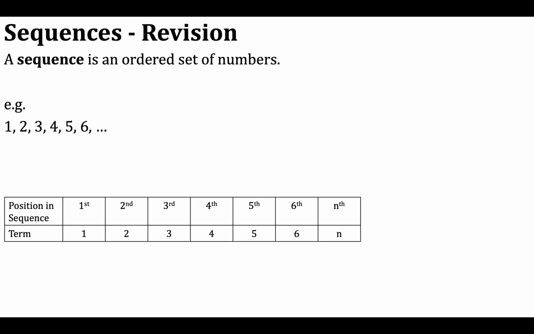So if I just put this sequence into some sort of table here, I've got my position in the sequence: the first term is 1, the second term is 2, the third term is 3, fourth term is 4, fifth term is 5, sixth term is 6, and then I could find any term. So if I wanted the nth term, that would be n. For example, if I wanted the 100th term, then the term would be 100. I could change it so that the position in the sequence I was referring to as n. This is more common in maths as well.